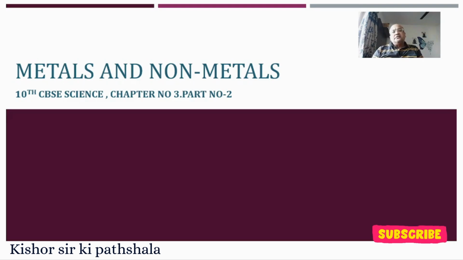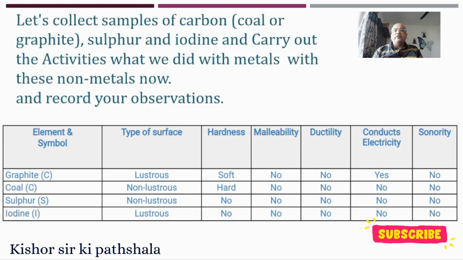We are doing the chapter Metals and Non-metals, Class 10 CBSE. Last time we saw the physical properties of metals. Today we are going to see the physical properties of non-metals. For that, we are going to collect samples of carbon, sulfur and iodine. These are non-metals, right?